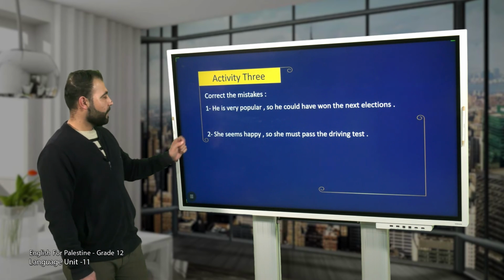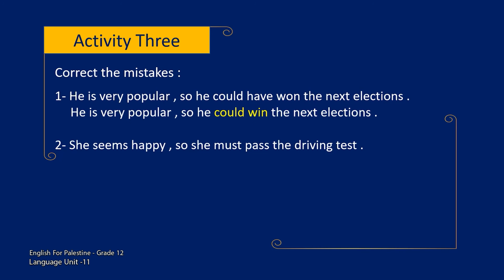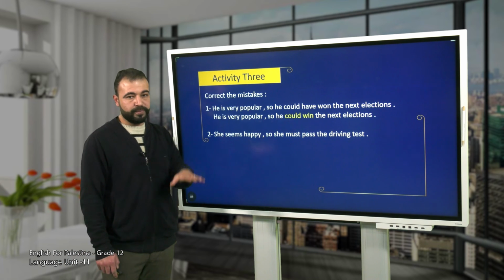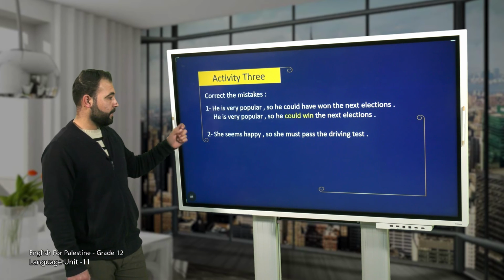Sentence number 1. He is very popular, so he could have won the next elections. The correct answer is he is very popular, so he could win the next elections. Why? Because it's related to the present. It expresses a present meaning.